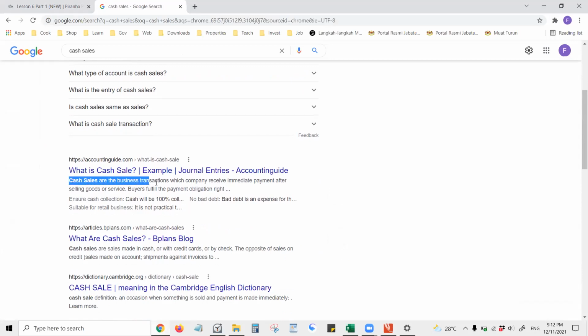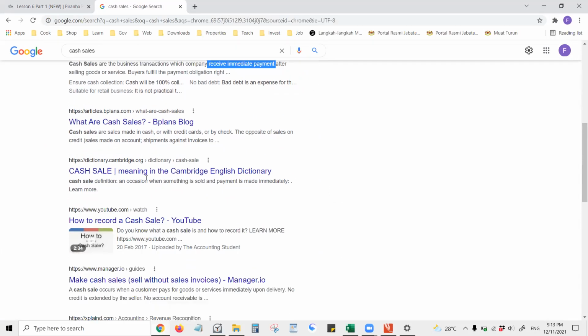Cash sales are the business transactions which a company receives immediate payment after selling goods or service, which means when you send goods to the customer, you get the money on the spot. Okay, it can be in the form of cash that you receive. It can be in the form of check that you receive. Okay, get the idea? And you can also see this one: when something is sold and payment is made immediately.